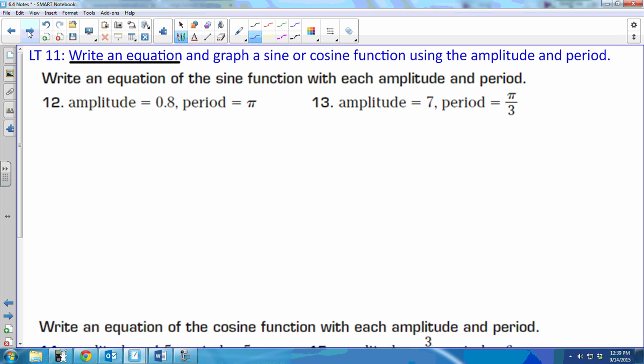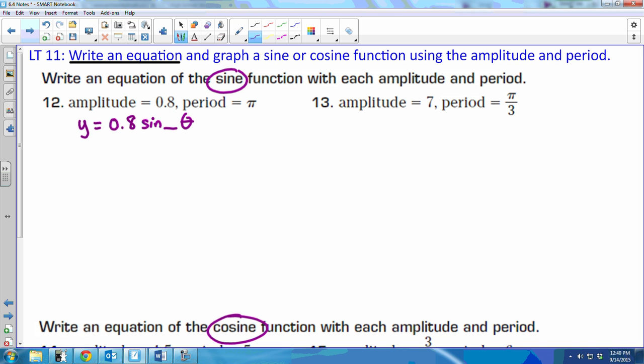So we're going to do the writing part of equations for learning target 11 first. The first 2 examples, we're writing equations for the sine function. The other two examples are writing for cosine. It doesn't matter though because they work the same way. It's just whether you're writing sine or cosine in the equation. That's all that changes. Okay? So if you look at the first one, it says the amplitude is 0.8 and the period is pi. So right now, I should be able to write this much of it. So should you. Y equals 0.8 sine of something theta. You know that much to write in the equation.